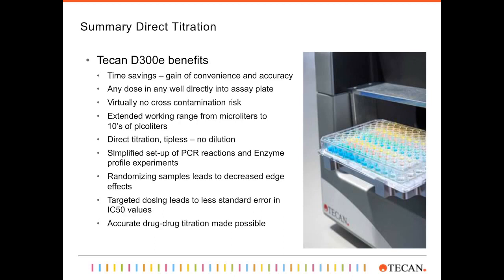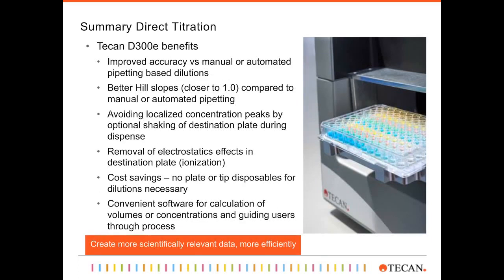Randomizing samples leads to decreased edge effects, and that's also just one click of a button. Targeted dosing, I didn't talk about that one, but we're happy to show you that in the software demo, also leads to less error in IC50 values, and accurate drug-drug titrations are made possible and simplified. So also we have an improved accuracy versus manual or automated pipetting based on dilutions. We have better hill slopes compared to manual or automated pipetting.